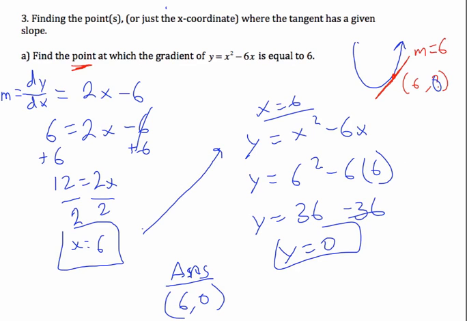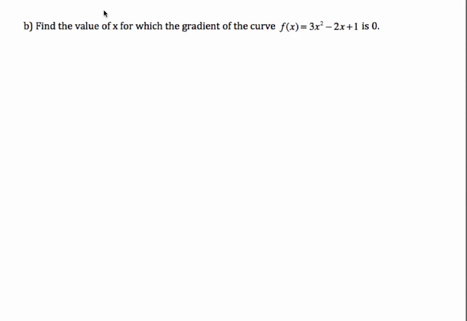Okay, next example. Find the value of x for which the gradient of the curve is 0. So in this case, the slope of the tangent is 0. So let's go ahead and find the derivative first. f prime of x equals 6x minus 2. Okay, and that equals the slope. So we're given the slope is 0, so 0 equals 6x minus 2.